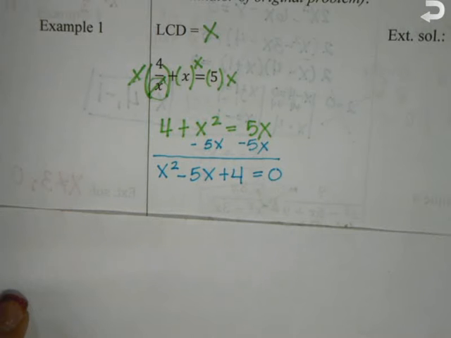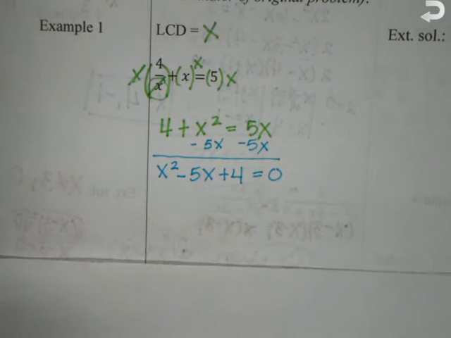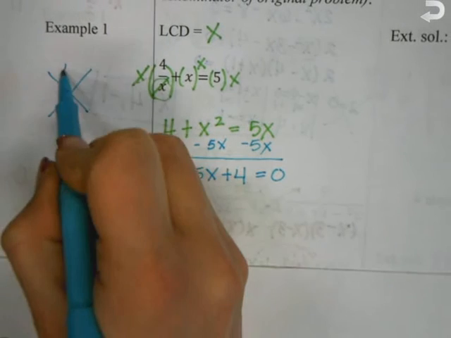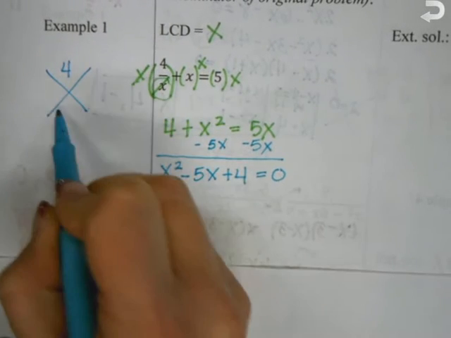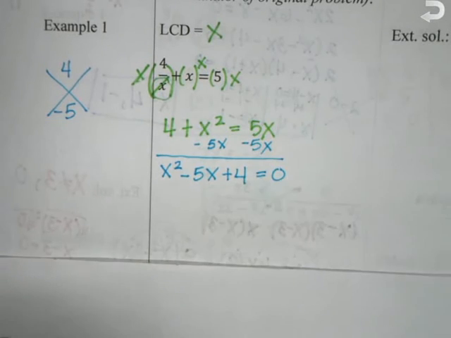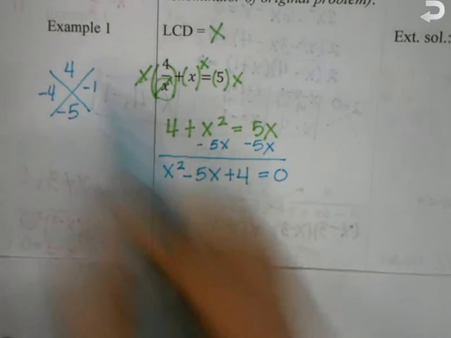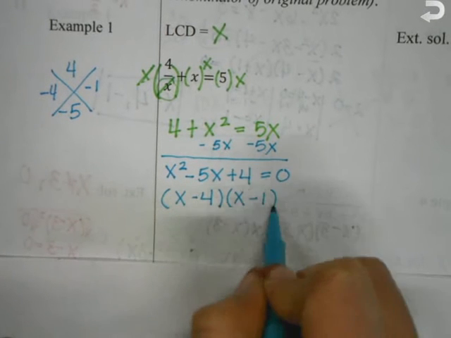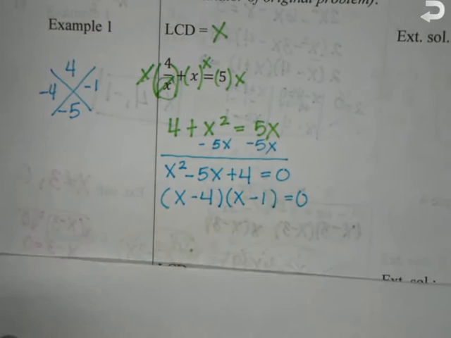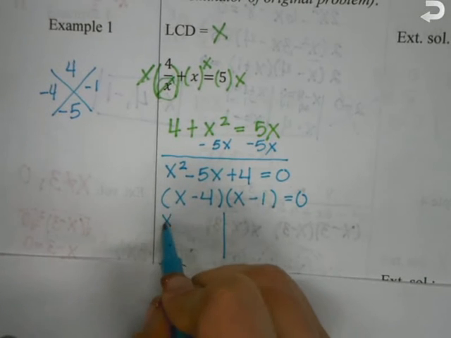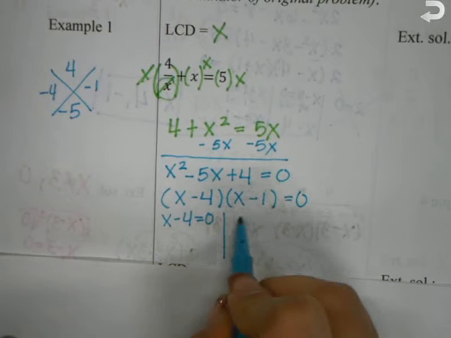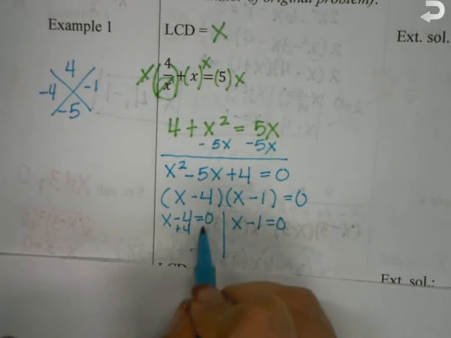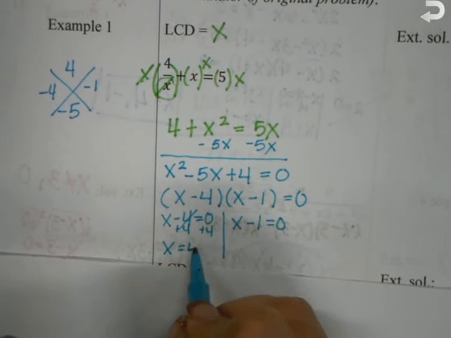And then what method will I use to factor this? Diamond. So I'm looking for two numbers that multiply to 4 and add up to negative 5. Negative 4, negative 1. So this is x minus 4 times x minus 1 equals 0. And then to solve this, I just set each one equal to 0. So x minus 4 equals 0, x minus 1 equals 0. So if I add 4 to both sides, I get x equals positive 4. Add 1, x equals positive 1.